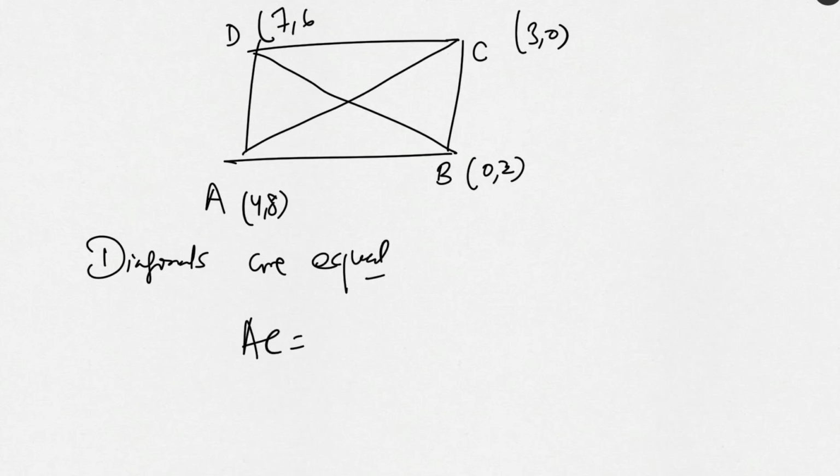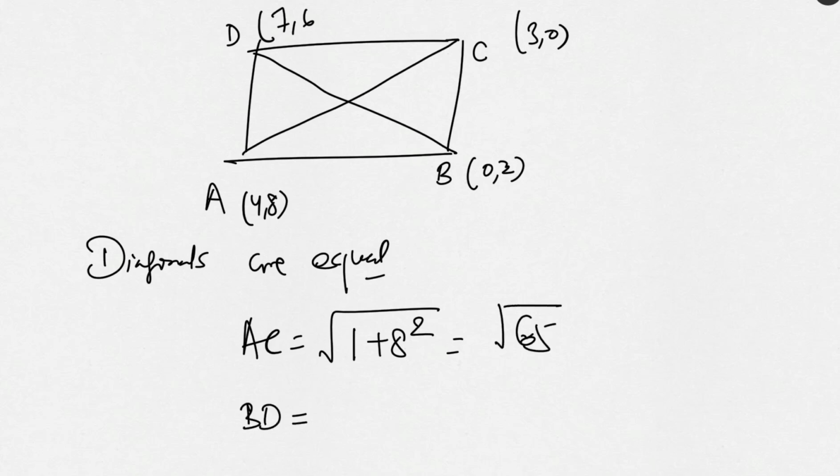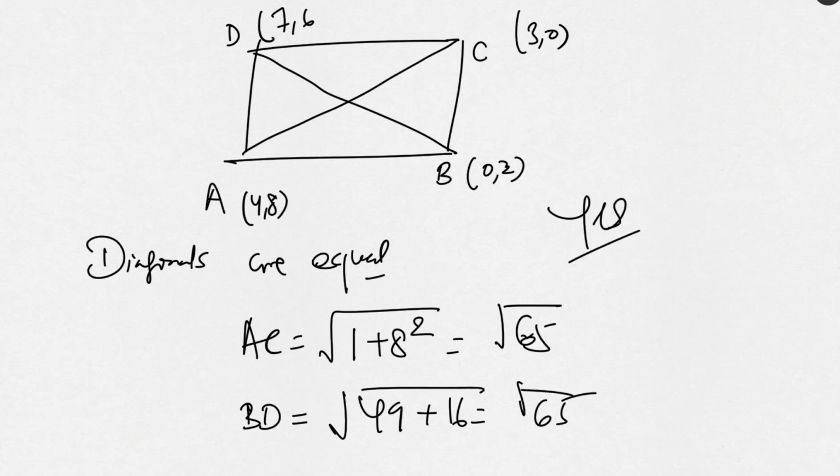AC is 4 minus 3, 1, plus 8 square, that is the square root of 65. All right, what is BD? The length of the other diagonal: 7 means 49, plus 6 minus 2, 4, 16. That is also the square root of 65, and hence, yes, this is a rectangle.